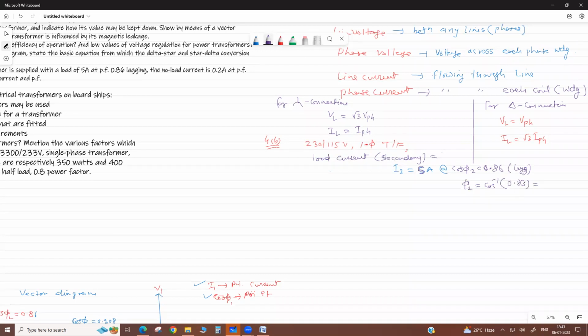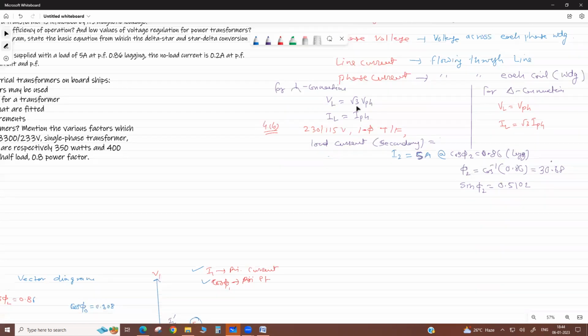What is the value? You use the calculator. Cos inverse 0.86 is 30.68 degree. Then if you calculate the value of sin phi 2, the sine of this answer, you get 0.51. Okay, dear. This is the load.